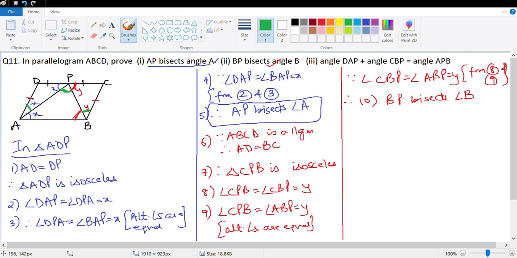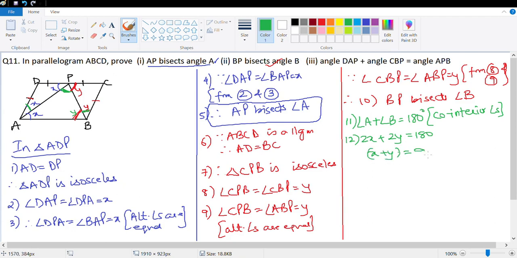Okay, so let's see number 11. Angle A plus angle B is equal to 180 degree. Why? Sum of co-interior angles. Angle A is given as 2x, angle B is 2y, because we got this as y, is equal to 180 degree, which means x plus y is equal to 90 degree. So this x plus y is 90 degree.